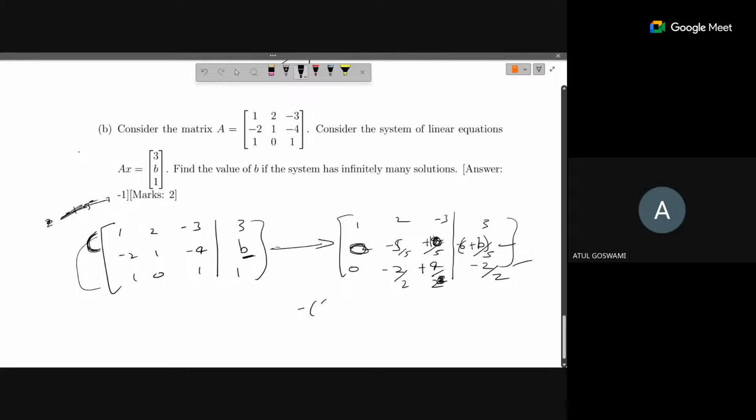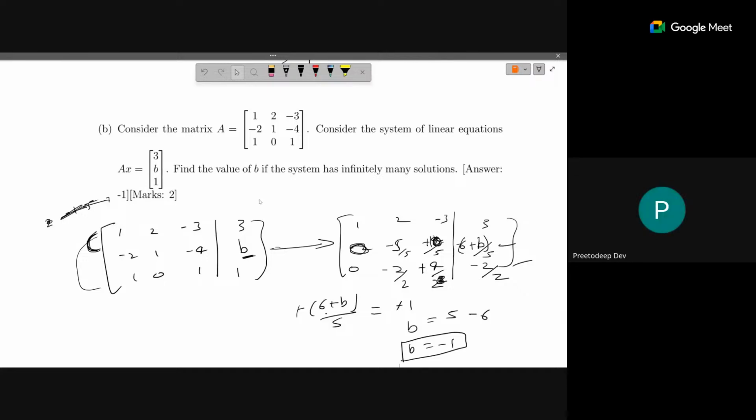So minus of 6 plus b. Calculation mistake, I guess you have done something. And this is equal to minus 1. Minus 1, this cancels out. So this is 5 minus 6 equals b. Yeah, this comes to minus. Okay, so I remember. I think I might have made another mistake then.